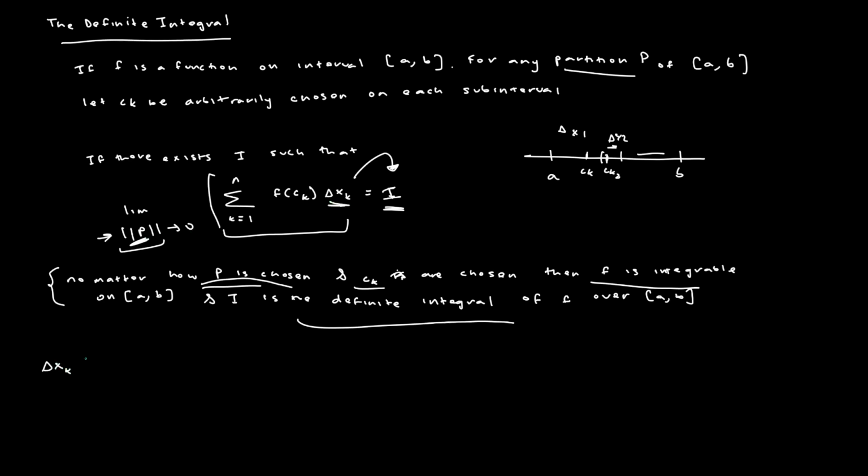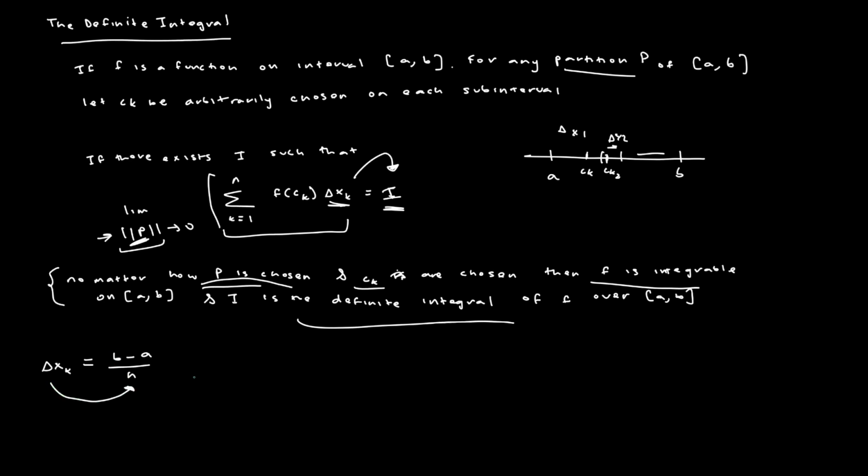I claim that I'm going to make all the delta xk simply equal to b minus a over n. So I'm saying that if I have n subintervals that I want to create between a and b, I'm just making all these subintervals have the same size. Okay? And now I can create a second definition of the integral.